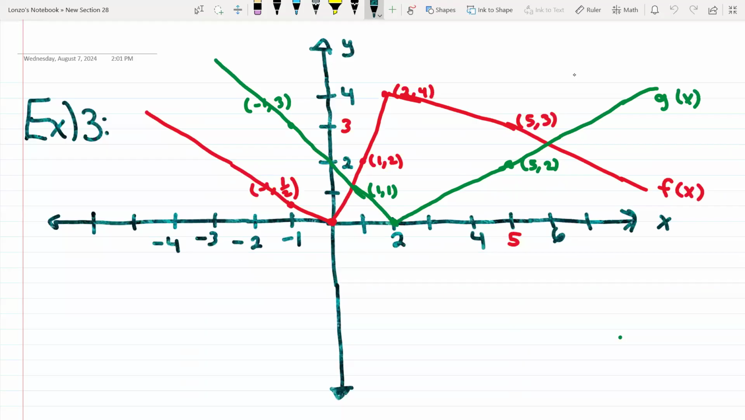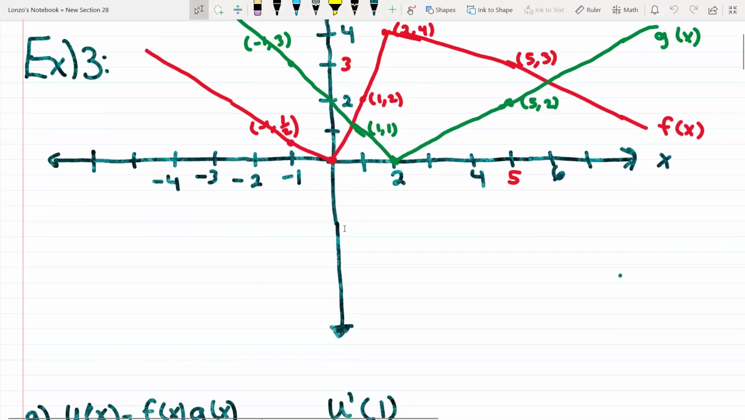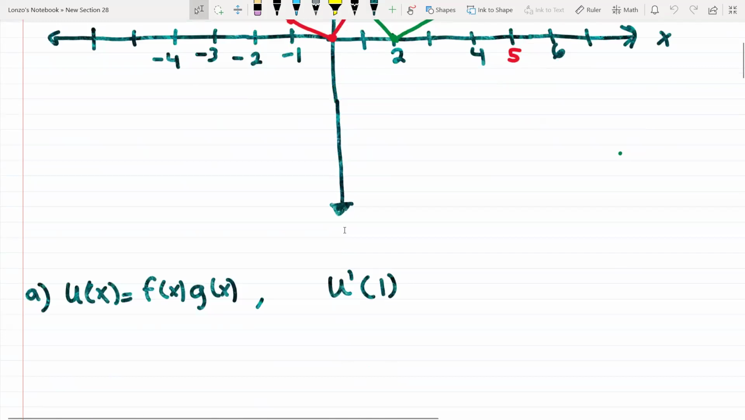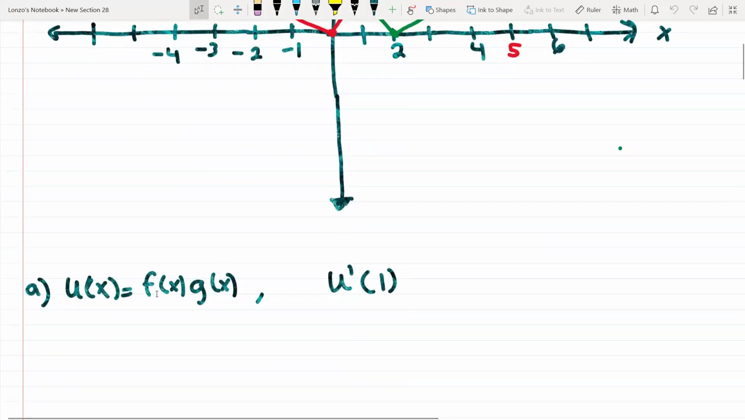In this video, I will do example 3 of finding derivatives, but this time we are given a graph. So on example 3, we have a graph. The red one represents f of x, and the green one represents g of x, and I labeled some points. There's only one part question. We have u of x equals f of x times g of x. We have to find u prime of 1.